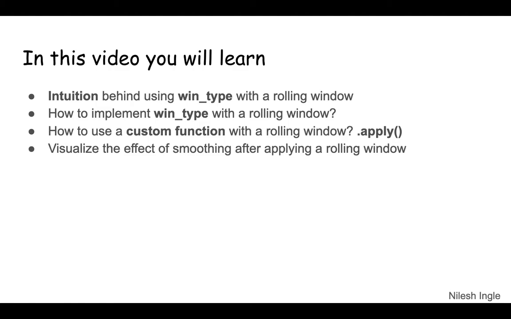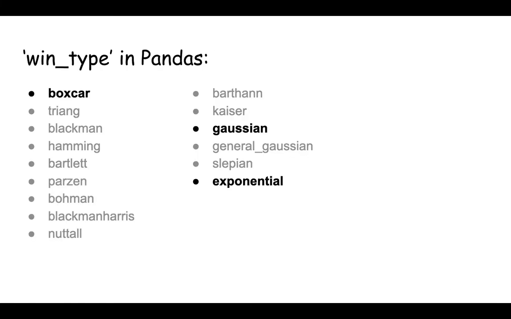So first I want to show you that in pandas there are a couple of methods that are available as shown on this slide. However, in this video series we are just going to look at three of them: Boxcar, Gaussian and Exponential. If you are interested in other methods that are listed here, please let me know in the comments below and I'll try to create a separate video for that particular method.